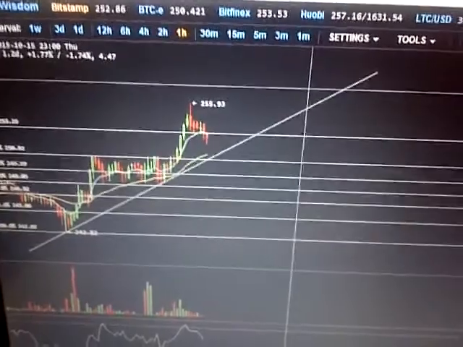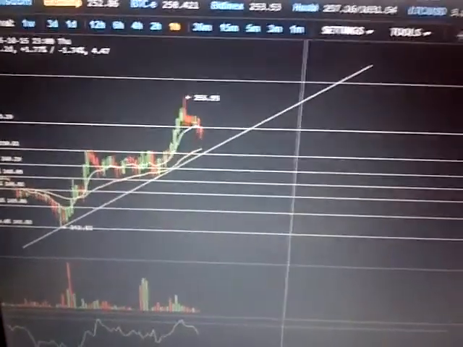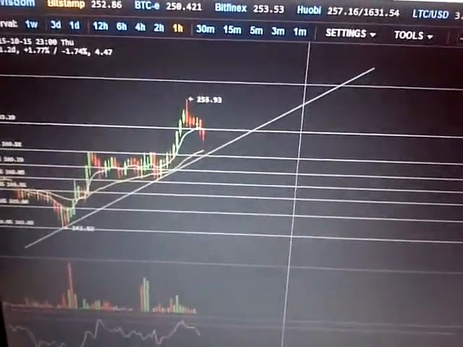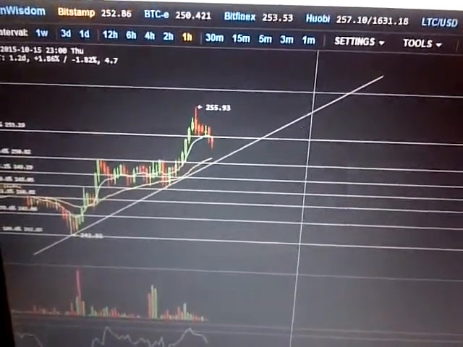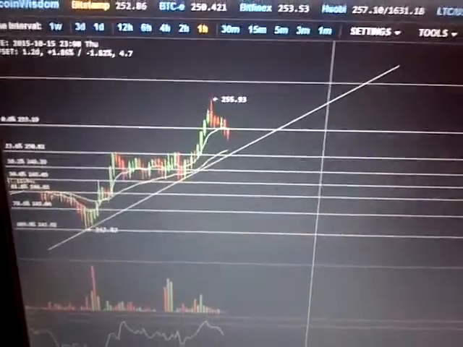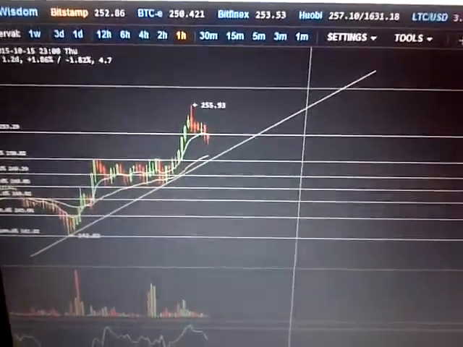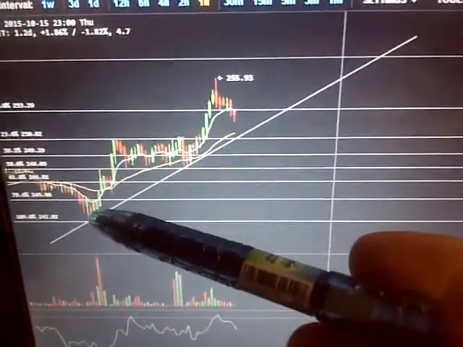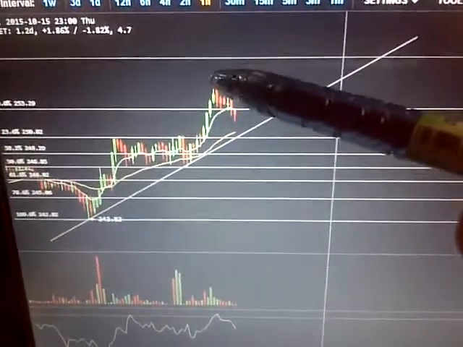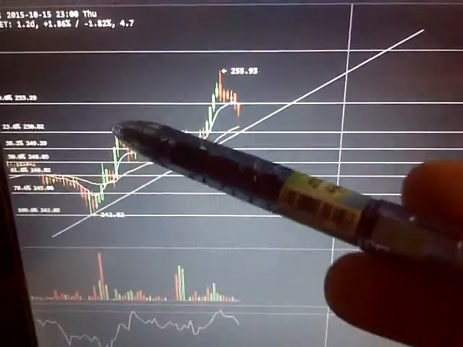I'm just playing around with this, and I'm actually just testing it. So far, it seems to be working. After a while, I might have to redraw the Fibonacci lines from this point to this point, and do the same thing like I did from here to here.